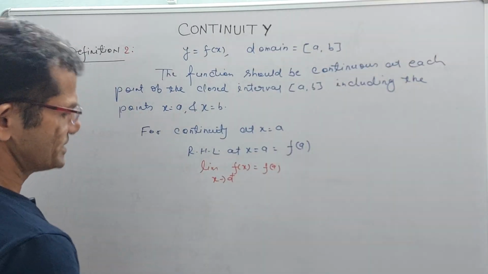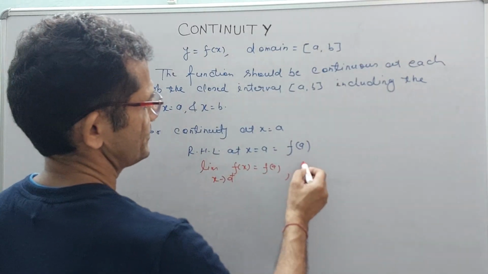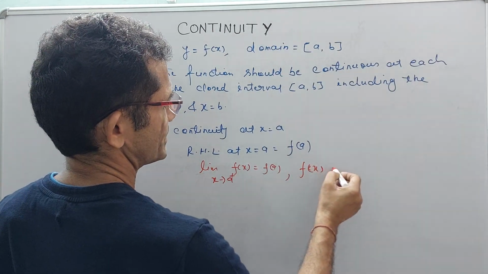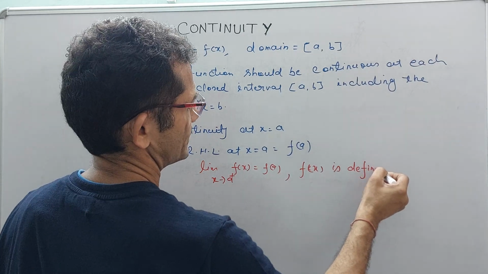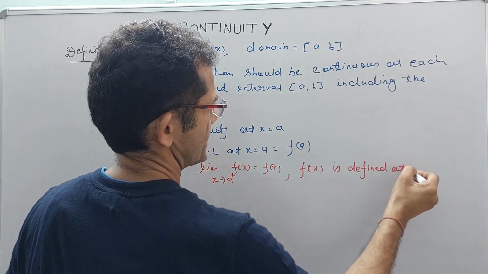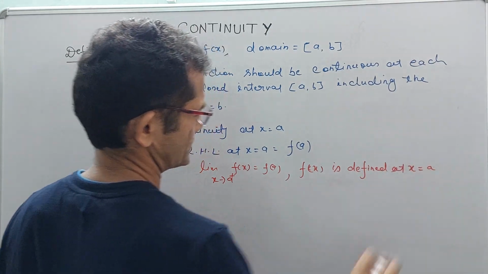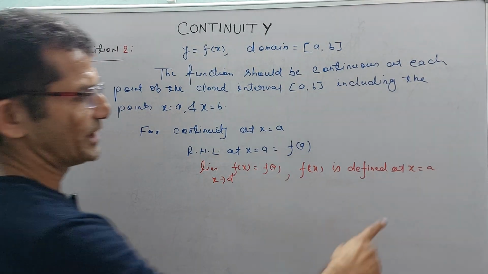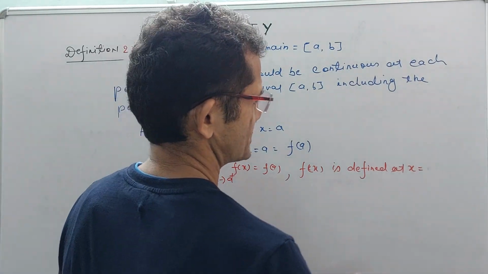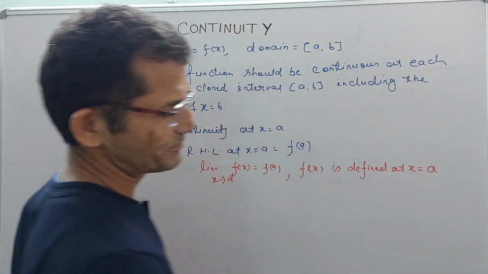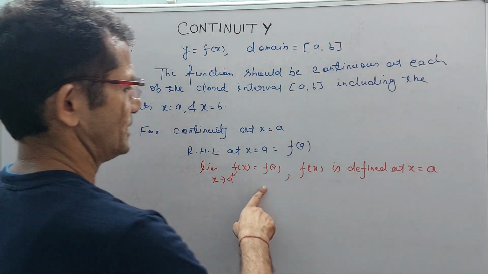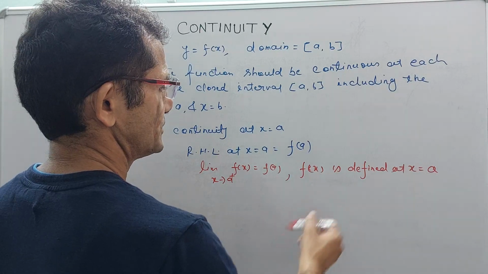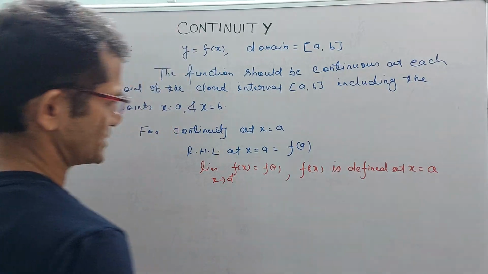f(x) should be defined. f(x) is defined at x equal to a also. Defined means the value should be other than plus or minus infinite. So what should the value be? It should be a real number. Infinite is not a real number.